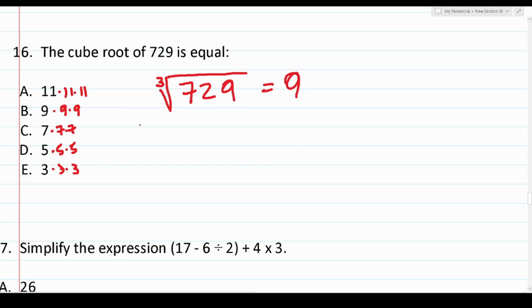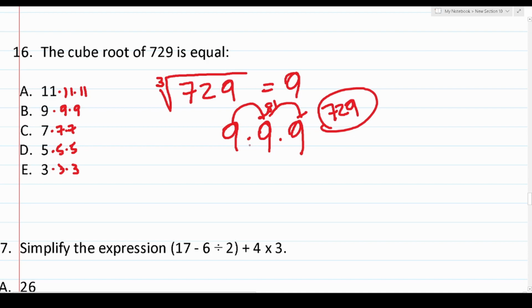Again, we're looking for a number such that we multiply it by itself 3 times, and that gives us 729. Let's go ahead and see what 9 does. 9 times 9 is 81. 81 times 9, we can do that mentally. You don't have to do it off to the side. 9 times 1 is 9. 8 times 9 is 72. So we know 9 cubed is 729. So the answer to this one is B. Okay, so that's that one.